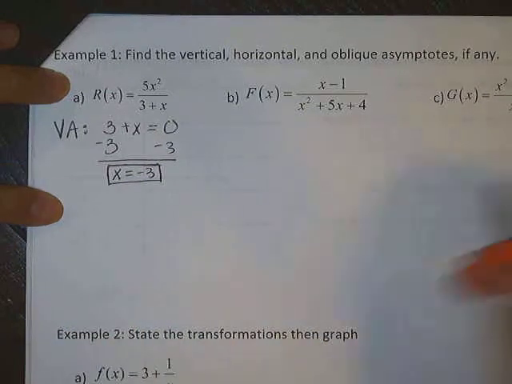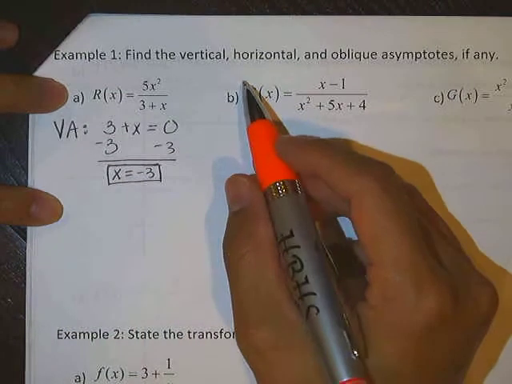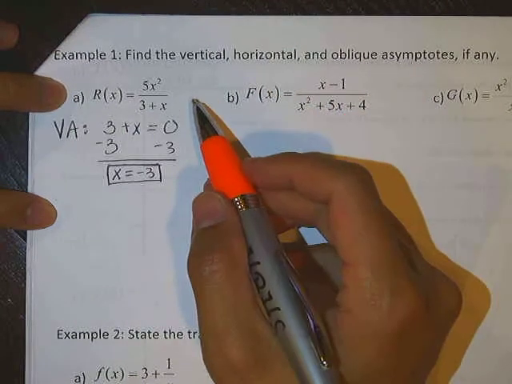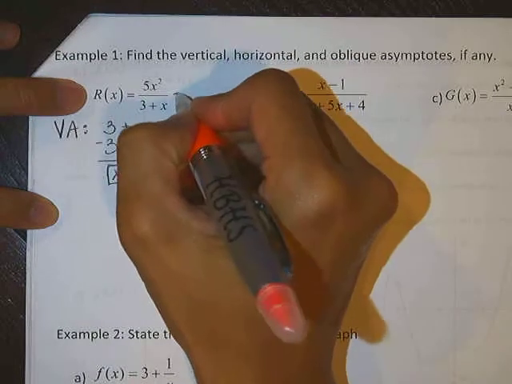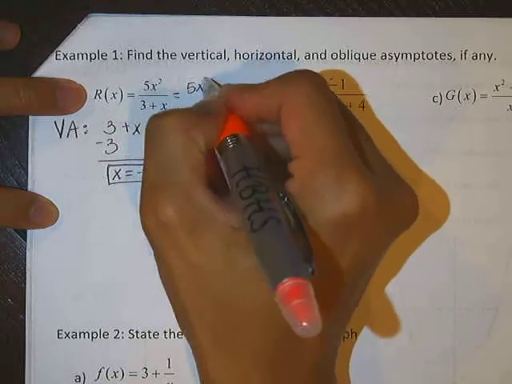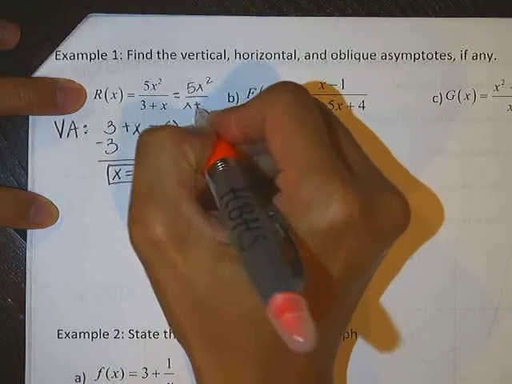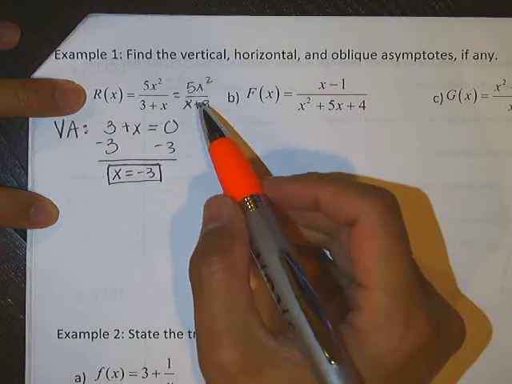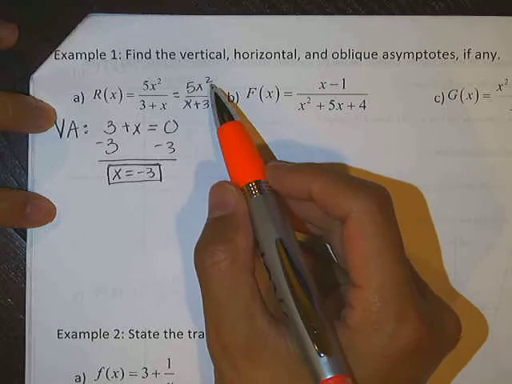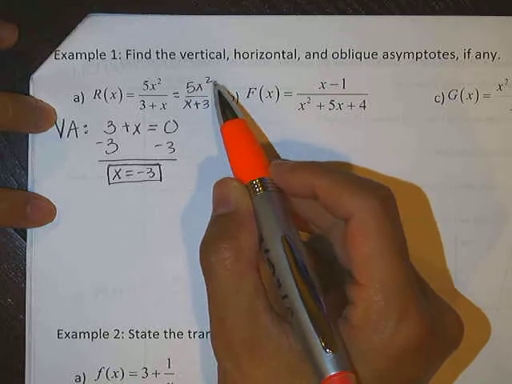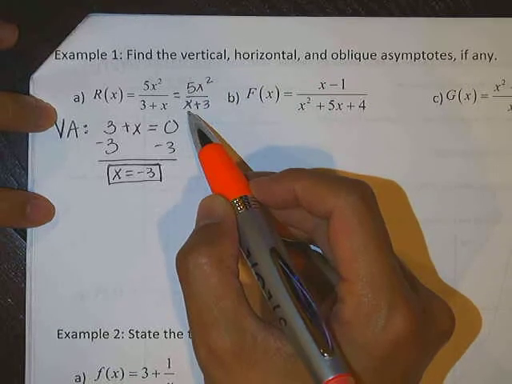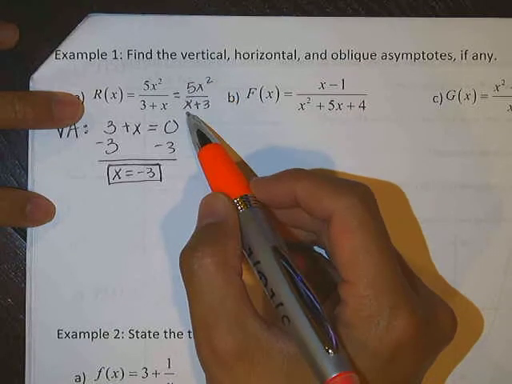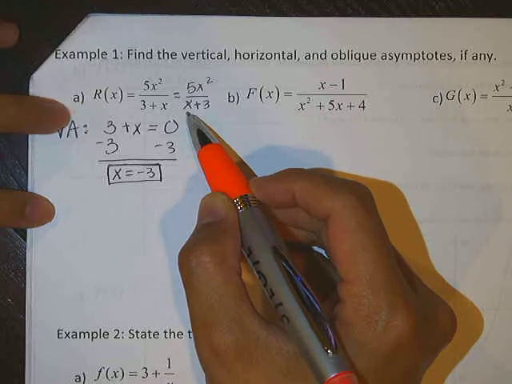Okay. All right. So how do I know if I have a horizontal or an oblique? To have a horizontal, first, I'm going to ask you to write every single polynomial in descending order. Okay. So I'm going to rewrite it. So check this out. On the numerator, notice how I have a degree of 2, and on the denominator I have a degree of 1. So on the numerator, it has a higher degree than the denominator. So this is going to be an oblique.